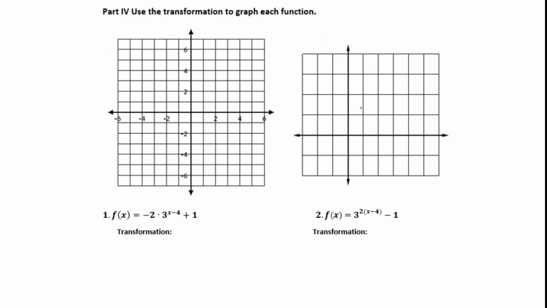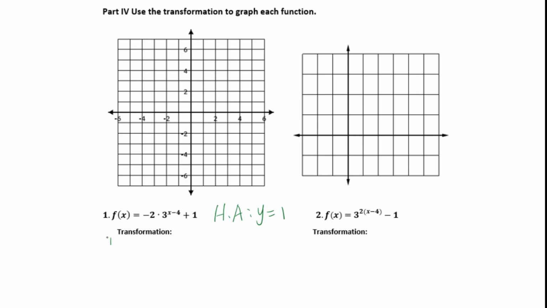Let's go to part 4. Sketch the graph according to the transformation. For number 1, f of x equals -2 times 3 to the x minus 4th power plus 1. This is an exponential function. We know the horizontal asymptote line is y equals 1.